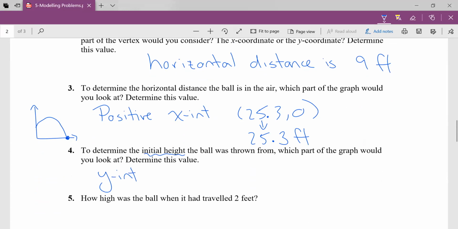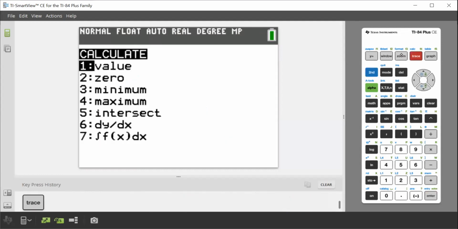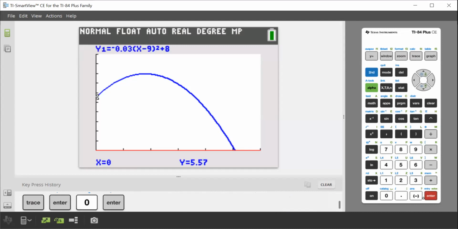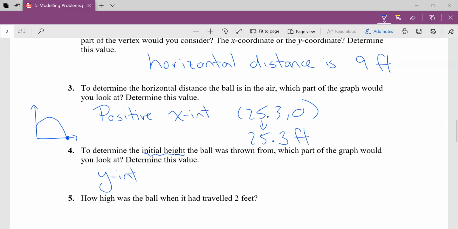To determine the initial height, the initial height is the y-intercept of our graph. So I'm going to go back to our graphing calculator and find that y-intercept. You can just go second, trace, and the first option there says value. Let x equal 0. Boom. The initial height was 5.57 feet. There it is. Again, the initial height is the y-intercept.